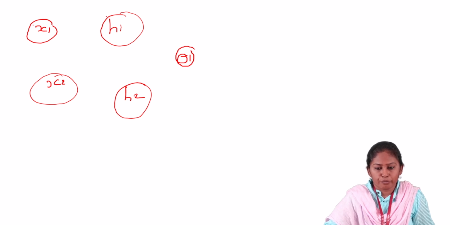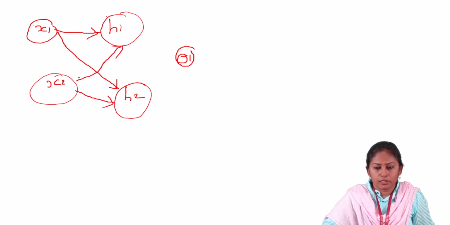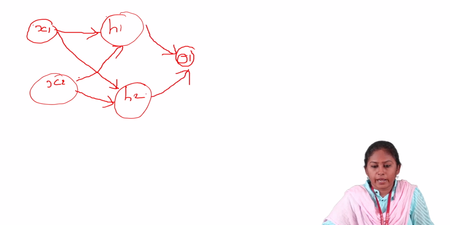From here, h1 depends on the input from x1 and x2, then x1 to h2, x2 to h2, and then the output layer. So this is the neural network we are considering here.